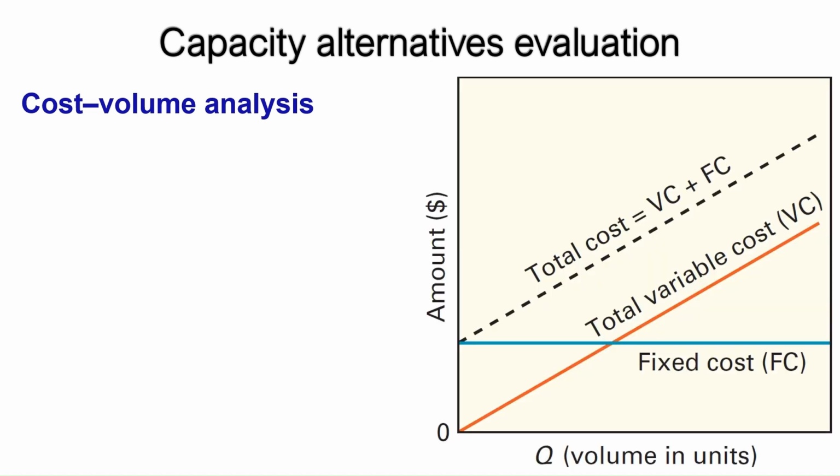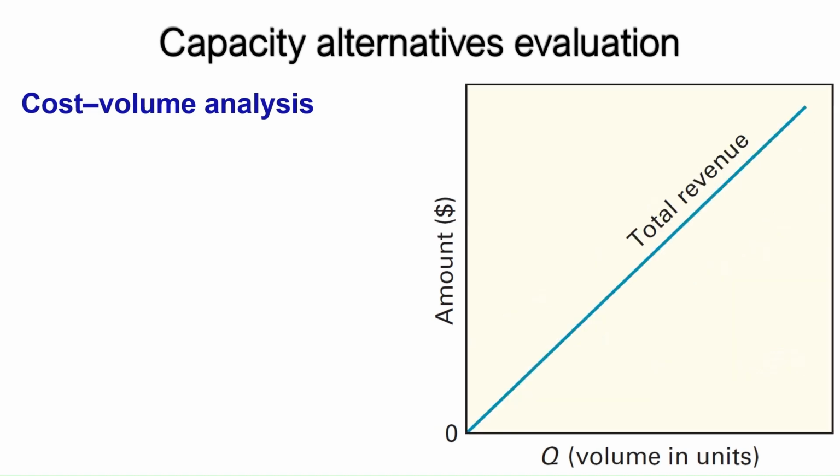The shown figure shows the relationship between the output volume and the fixed costs, the total variable costs, and the total costs. Total revenue will have a linear relationship to output, as illustrated in this figure. The total revenue associated with a given quantity of output is the multiplication of this quantity by the revenue per unit and can be expressed mathematically as follows: TR equals R multiplied by Q, where R is the revenue per unit.